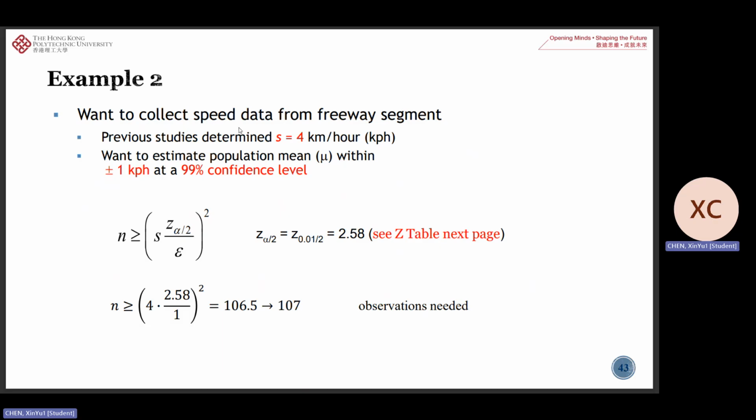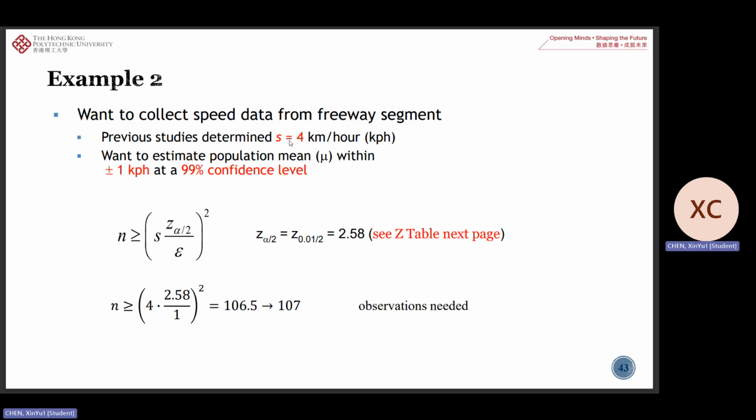So here, I want to collect the speed. This is an example. We want to collect the speed data from the freeway segment. From previous studies, we already know that the standard deviation S equals 4. And to estimate the population mean, we need plus or minus 1 kilometer per hour at the 99.5% confidence level. If you see this example, you can calculate the minimum sample size.